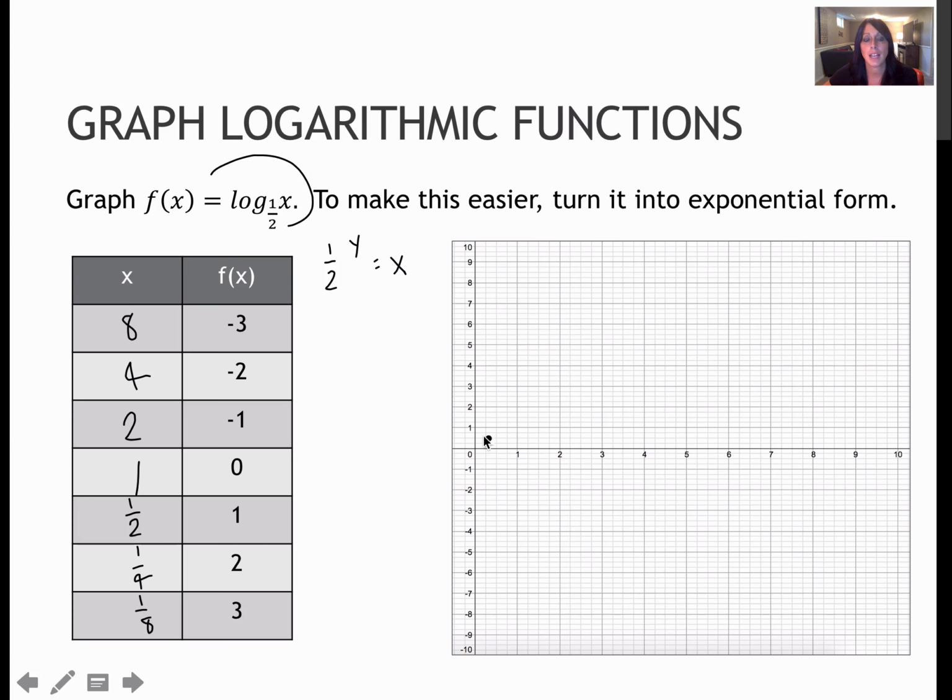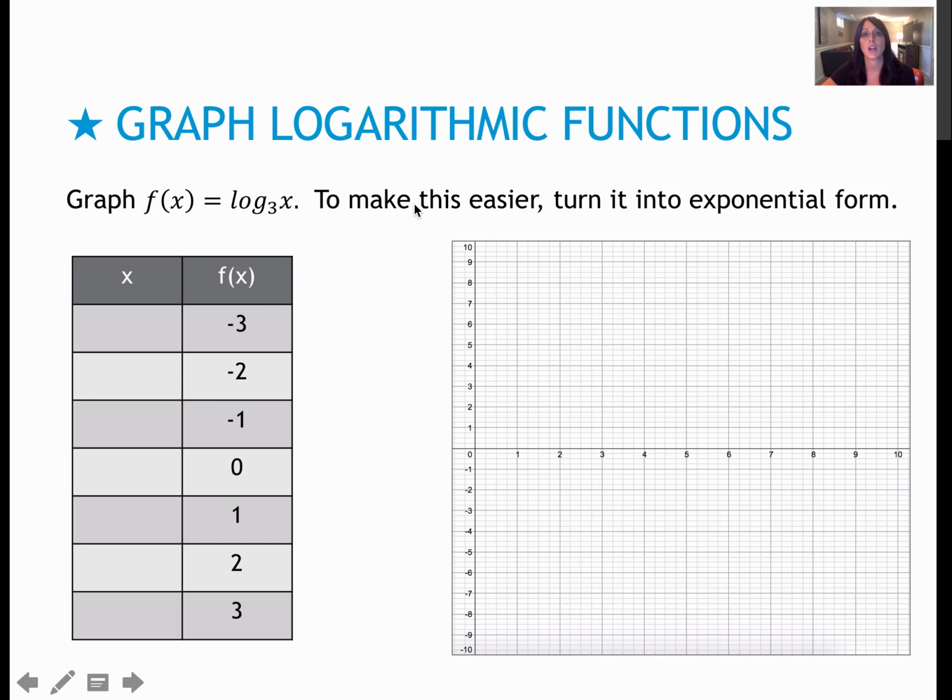So 8, comma, -3. 4, comma, -2. 2, comma, -1. 1, comma, 0. 1/2, comma 1, 1/4, comma 2, 1/8, comma 3, and we can see that now this is going to be that decreasing function, so it's basically been flip-flopped a little bit, and it's going to look something like this. So that is our other logarithmic function when our base is between 0 and 1, decreasing.